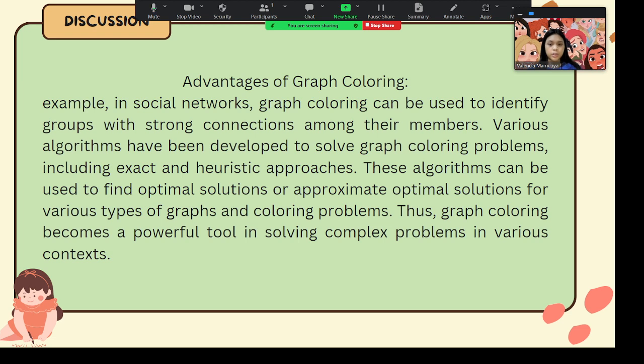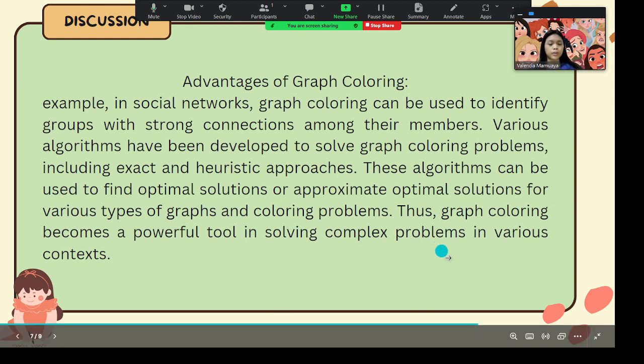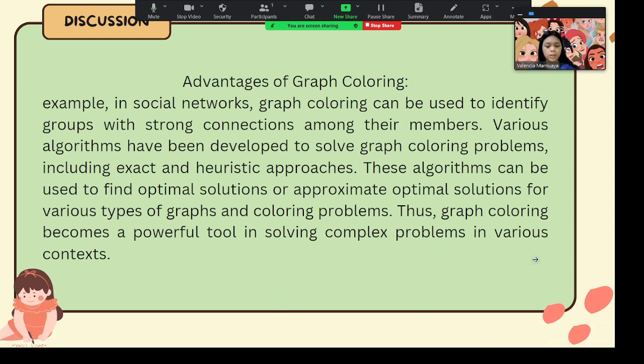For example, in social networks, graph coloring can be used to identify groups with strong connections among their members. Various algorithms have been developed to solve graph coloring problems, including exact and heuristic approaches. These algorithms can be used to find optimal or approximately optimal solutions for various types of graph and coloring problems. Thus, graph coloring becomes a powerful tool in solving complex problems in various contexts.